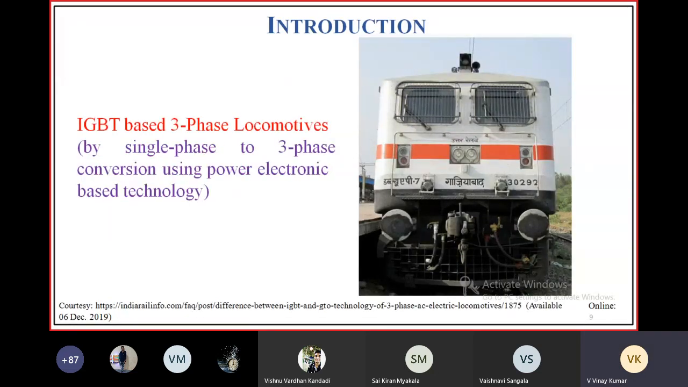Coming to traction, here we are using three-phase induction motors. These three-phase induction motors require three-phase supply. For proper operation, as we are using motors with higher power ratings, we give three-phase supply to them. So we require three-phase supply for the induction motors used in traction.